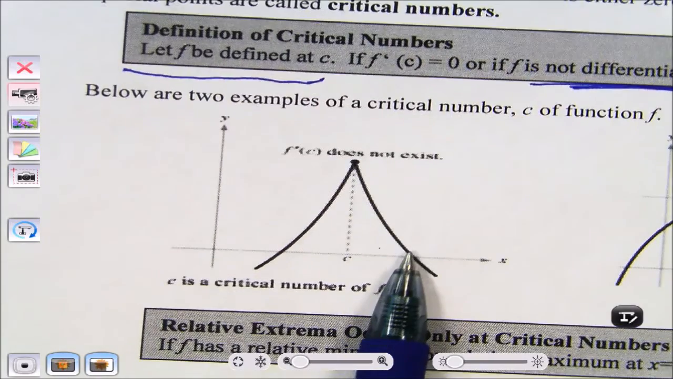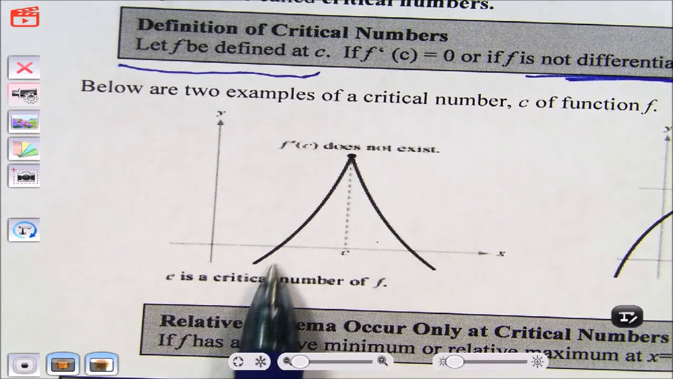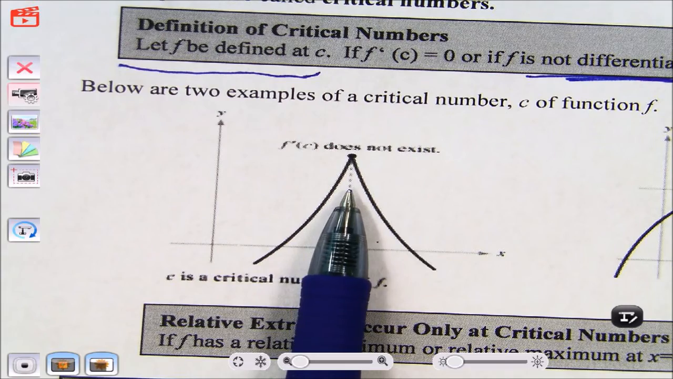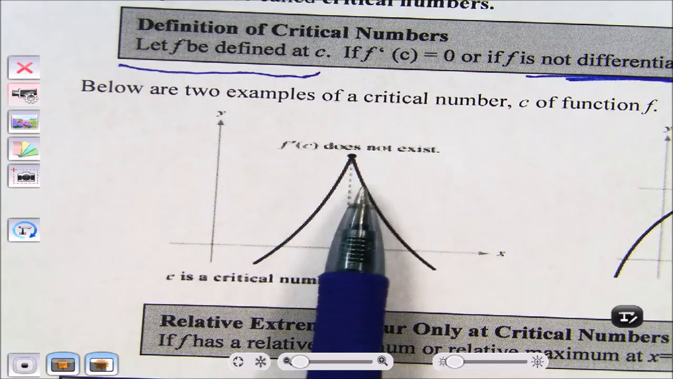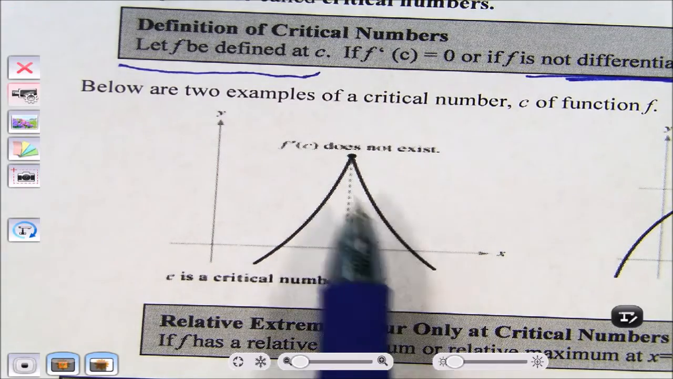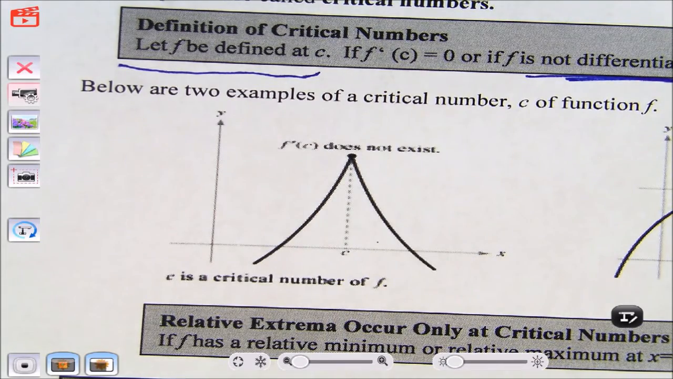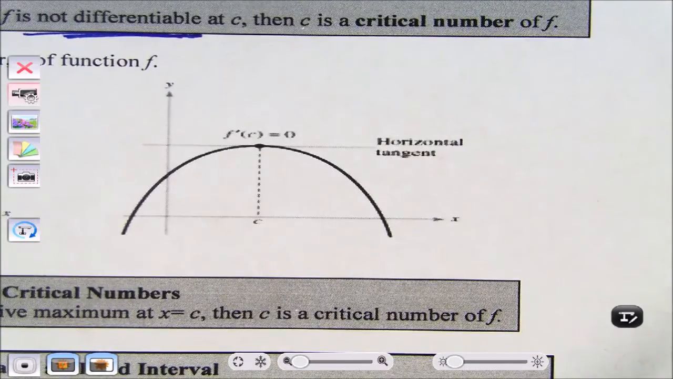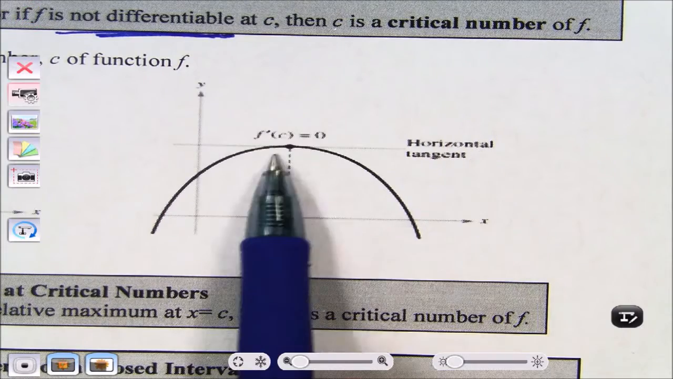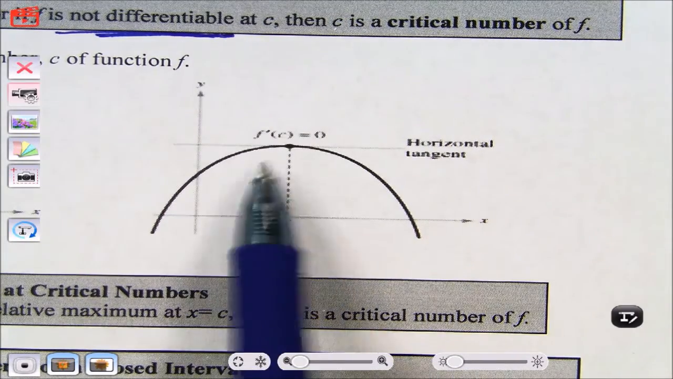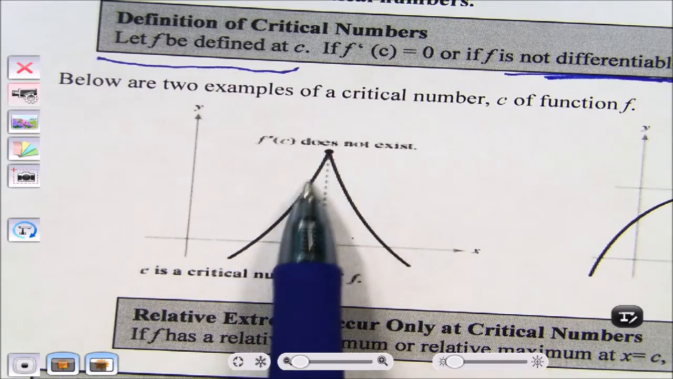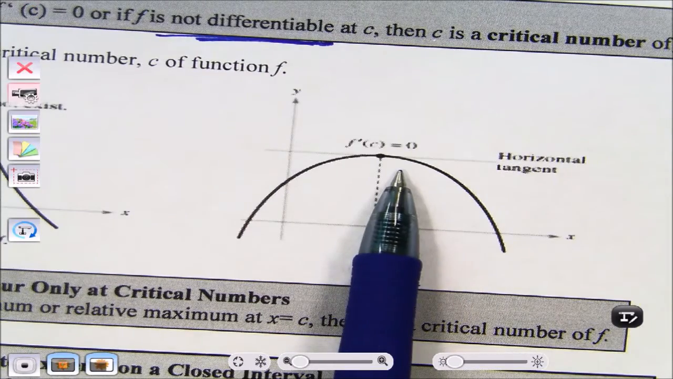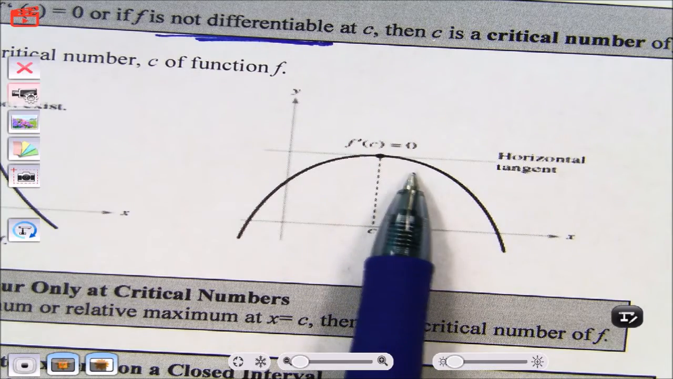All right, so look at this example. So what they're trying to show you is that this is a max, right? But there's also a critical number there, okay? And in this example, f prime of c does not exist. So the derivative does not exist at x equals c. And c is a critical number. And here's another one. You have a horizontal tangent line, the derivative is equal to 0. C is a critical number. So the left one is the example of where the derivative does not exist, and the right one is the example when the derivative is equal to 0.